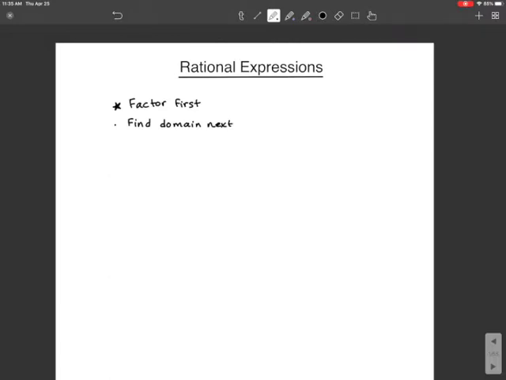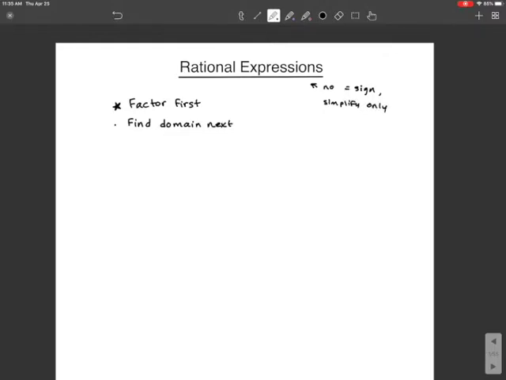Just to clarify, an expression is not an equation. It does not have an equal sign. So it just means that you're simplifying, and that's it. You're still going to end up with fractions. You're still going to end up with some really weird, gross answers. But you're not actually solving anything. You're just simplifying. So I just wanted to clarify that.